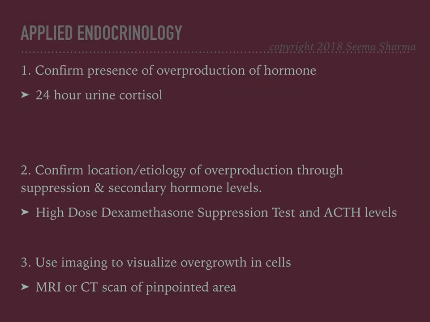So this is an overview of how we would go from symptomatology to trying to figure out and confirm our suspicions. The first thing you do is confirm the presence of overproduction of hormone. The second is confirm location or etiology of overproduction through suppression and secondary hormone levels. And the third is use imaging to visualize overgrowth in cells. And remember, in endocrine disorders, you always do imaging last.